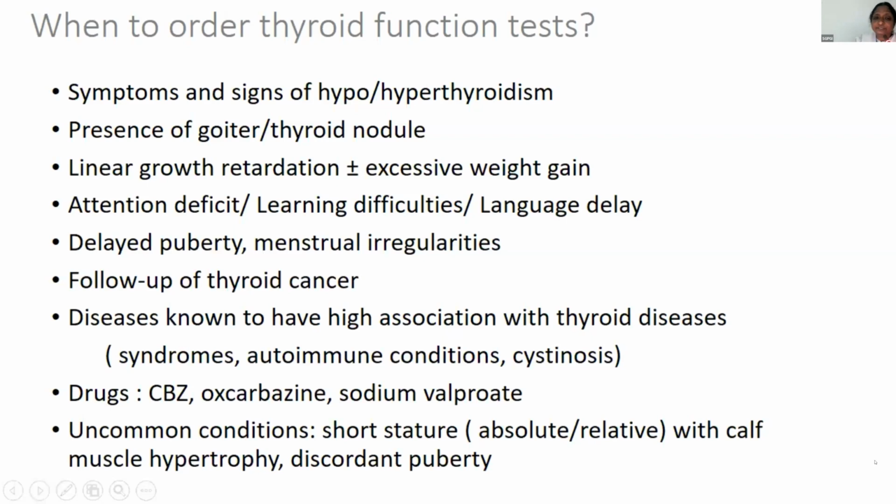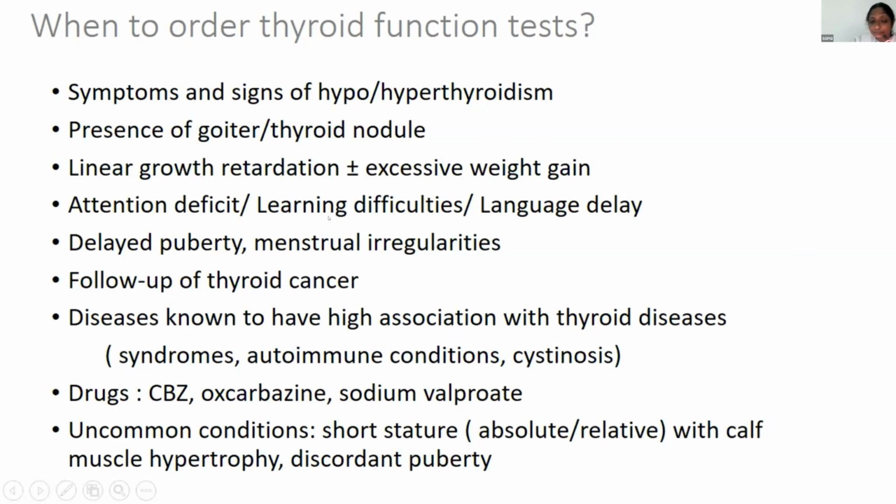When to order thyroid function test? When there are obvious symptoms and signs, there's no issues, along with the presence of goiter. One of the most important criteria is linear growth retardation. Very often we see that it's being done for obesity, but excessive weight gain with a poor height velocity would be more of an indication. Attention deficit, learning difficulties, and language delay, because more and more when you look at the genetic abnormalities, we see that there are certain thyroid conditions which we can miss.